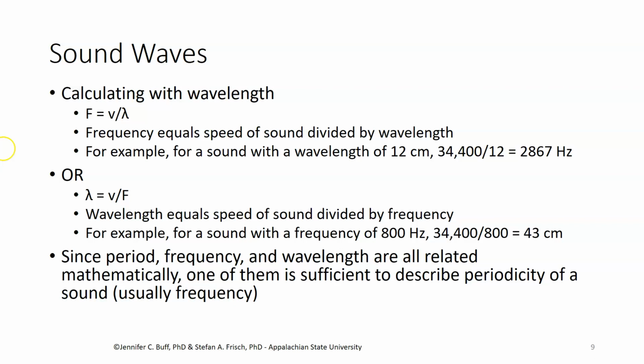Since the period, frequency, and wavelength are all related to one another mathematically, one of them is sufficient to describe the periodicity of a sound. Usually frequency is the value that's used to describe that periodic sound, in part because when we hear periodic sounds, frequency is what the ear responds to.